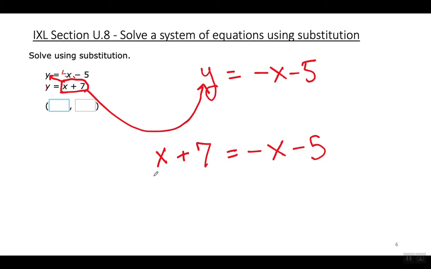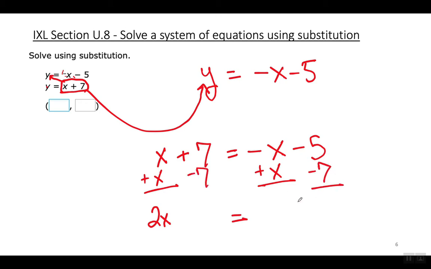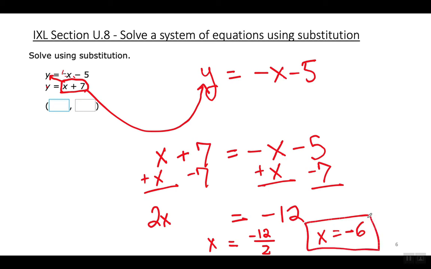All right, so let me solve for x. If I move this x to the left by adding it to both sides, I'll have 2x equals, let's move this 7 to the right by subtracting it from both sides. 2x equals negative 12. So x equals negative 12 divided by 2. So x equals negative 6. All right, that's the first part of my answer. I still have to find out what y is.